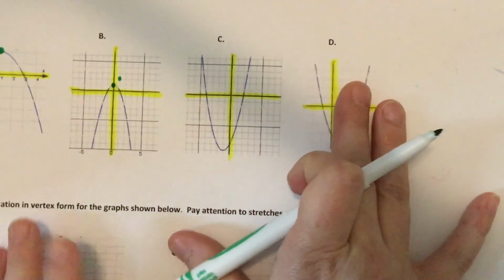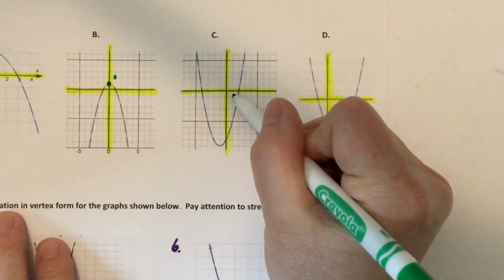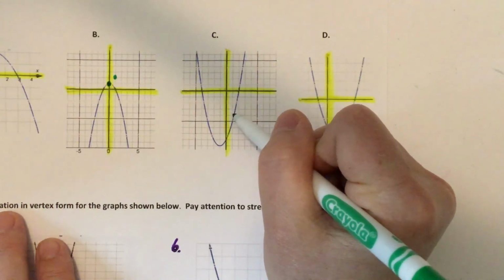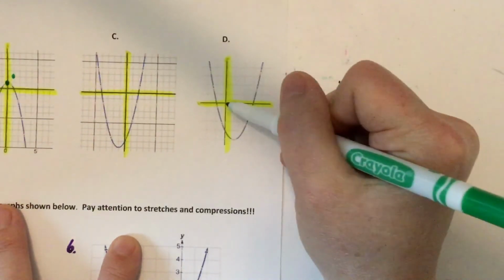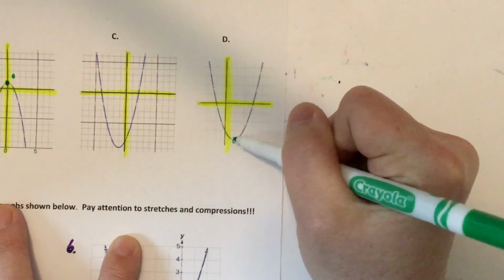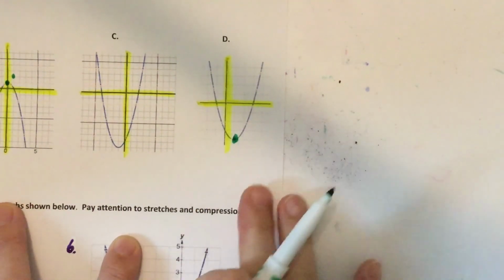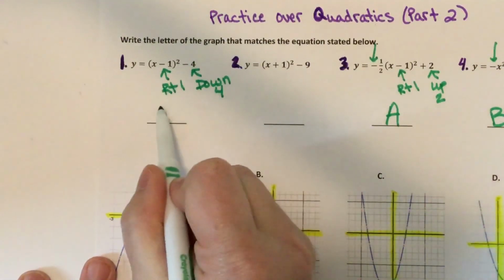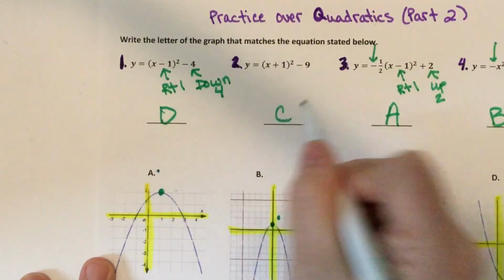So let's see which vertex went right 1 and down 4. So let's look at C. If I go right 1 and down 4, is my vertex there? No. But if I look at D and go right 1 and down 4, is my vertex there? It sure is. So this is D, which means this one has to be C.